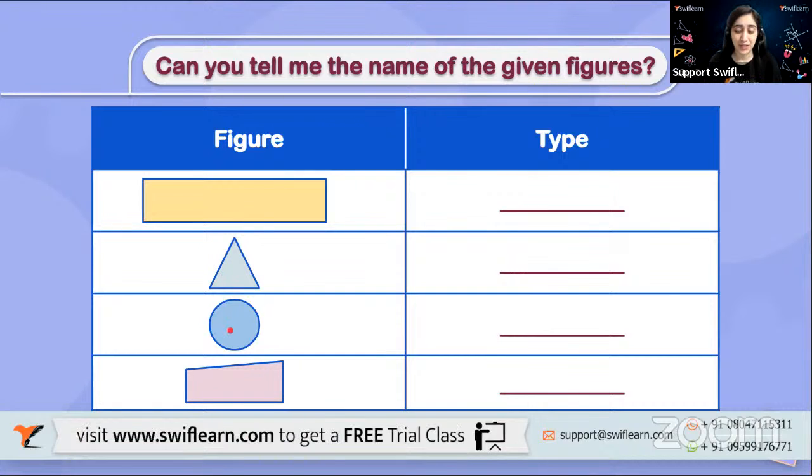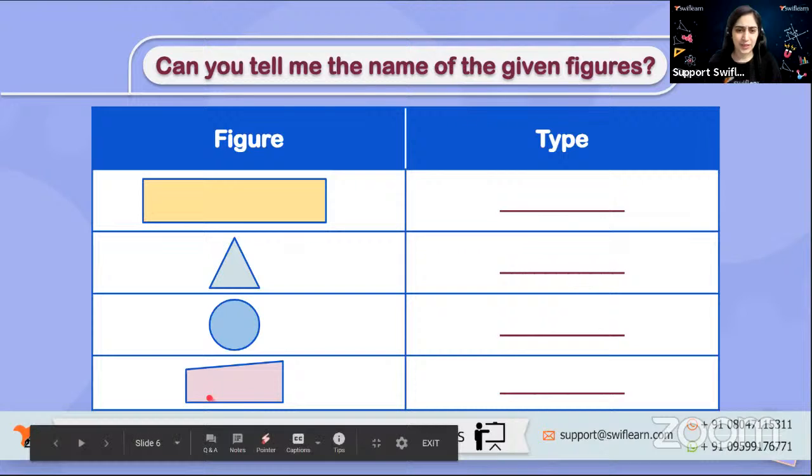Pretty good. How about this? It looks like four sides, so it will be a rectangle. But no, we know that the opposite sides are equal in length. So I can see this one is a longer one, this one is a shorter one. So we can't say it's a rectangle. So what is it? It is a quadrilateral, right?